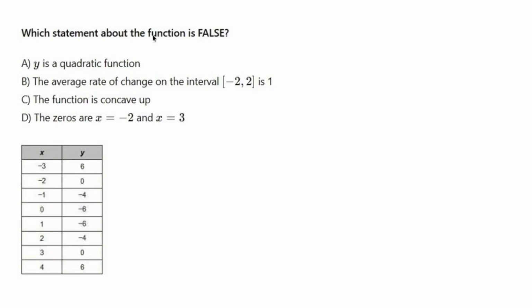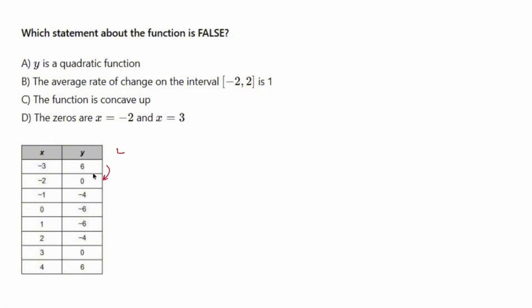Which statement about the function is false? Ooh, I want a false statement. All right, well, let's see what we got here. y is a quadratic function. The x's go up by 1 every single time, so that's equal length input value intervals. All right, so I don't have to worry too much about that. I have to first find out if it's quadratic, see if it's linear.